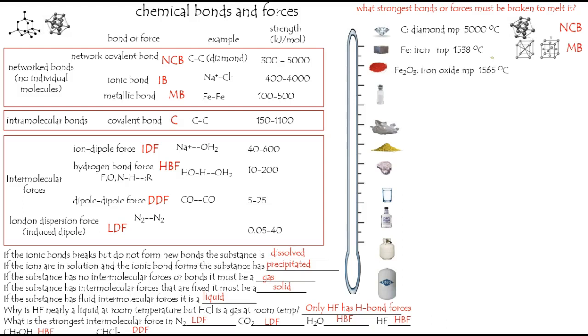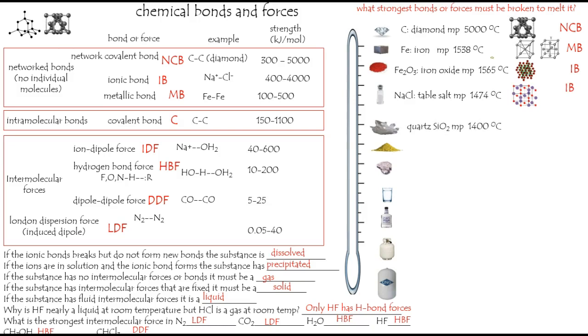Iron oxide, I see ionic bonds there. As for table salt, similarly, ionic bonds. Continuous lattice of them. Quartz also has a continuous lattice, but in this case there's no metal present. Almost, I mean, we have a metalloid. So we would call that a network covalent bond.